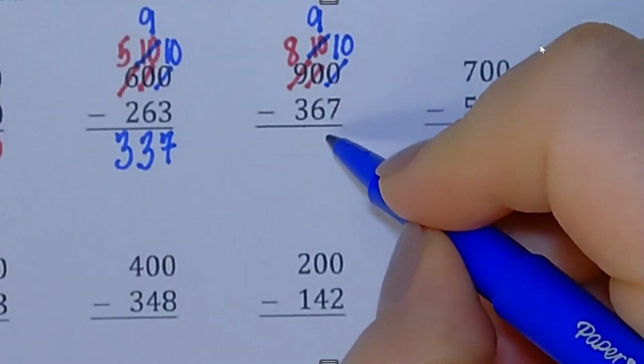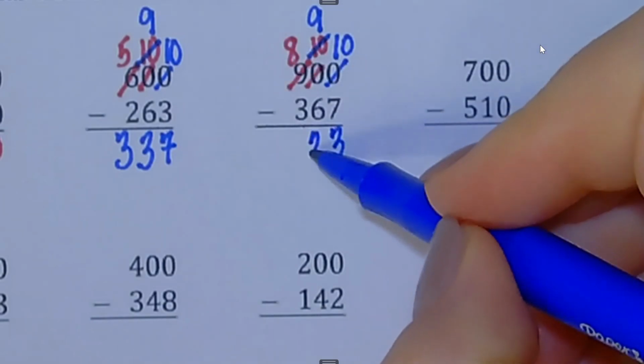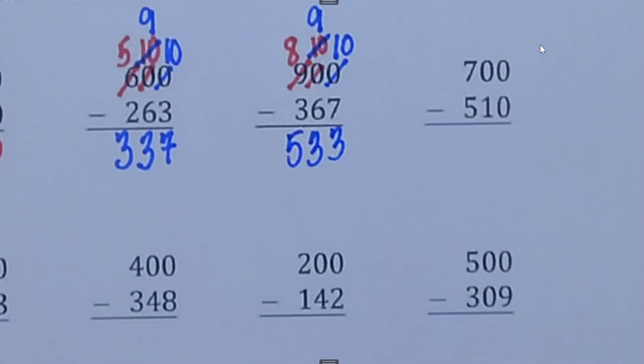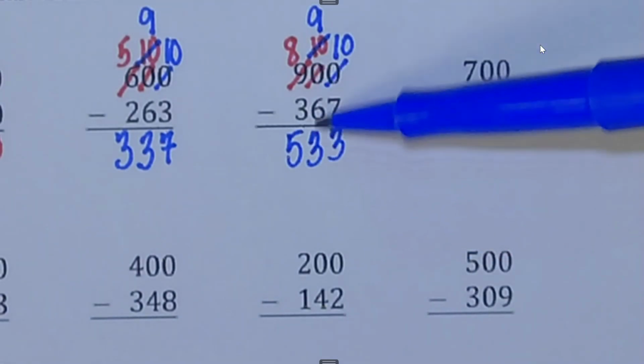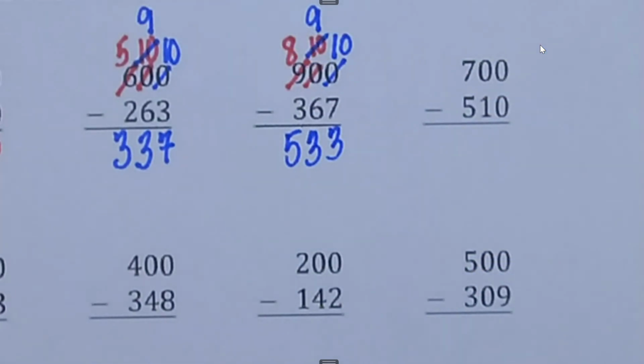10 minus 7 is 3. 9 minus 6 is 3. And 8 minus 3 is 5. So if I go backwards to check, 3 plus 7 equals 10. 3 plus 6 equals 9. And 5 plus 3 equals 8.